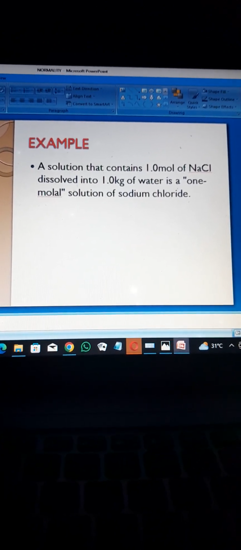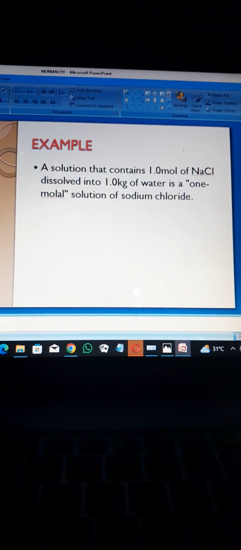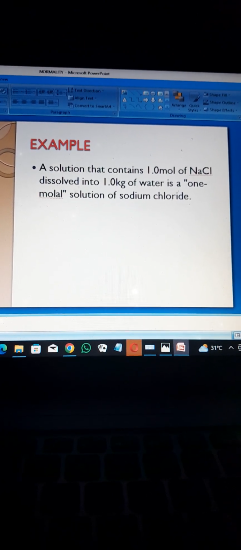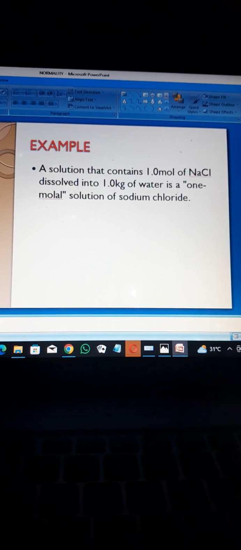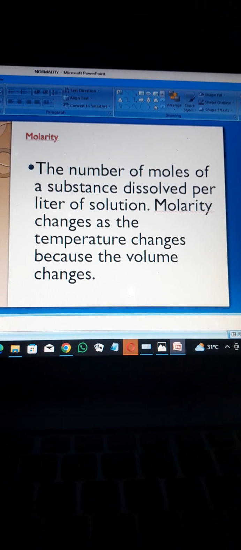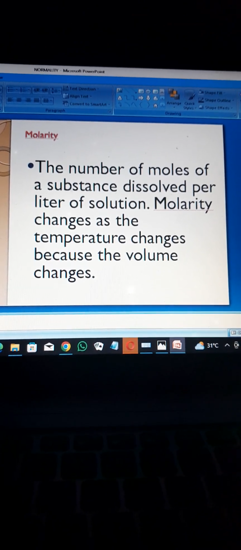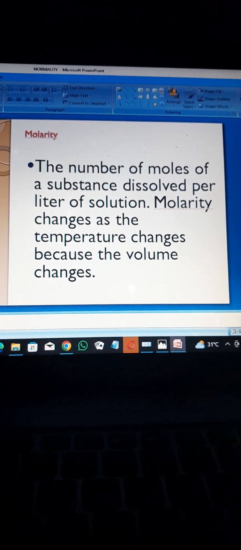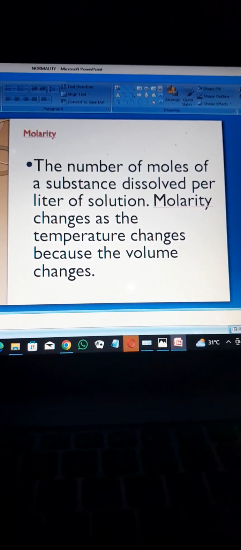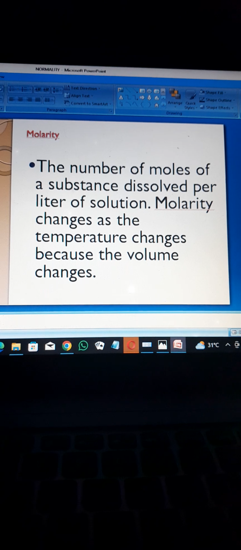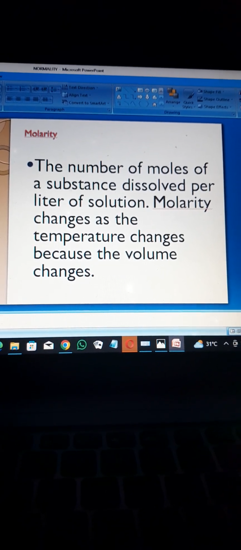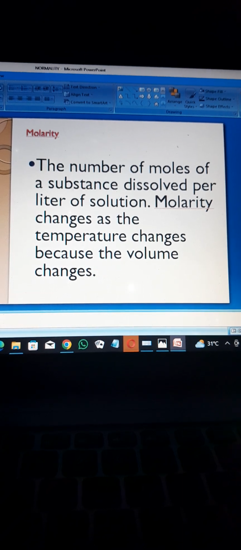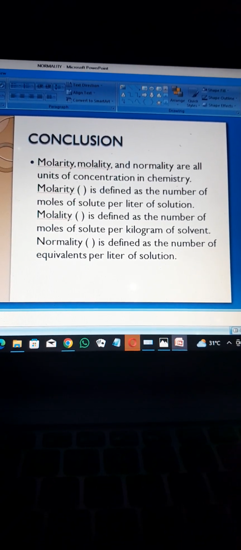If we dissolve 1 mole of sodium chloride in 1 liter of solution, it is called a 1 molar solution of sodium chloride. So molarity is the number of moles of a substance dissolved per liter of solution. Molarity changes as the temperature changes because the volume changes. Understand? When the temperature changes, the volume changes, so molarity also changes.